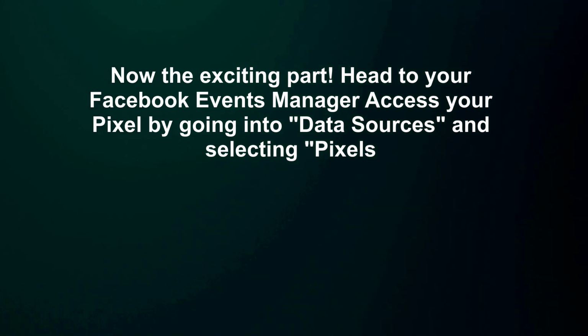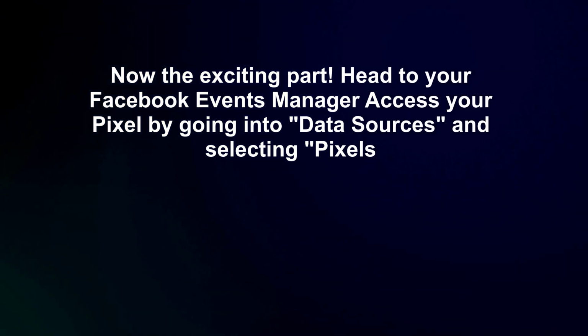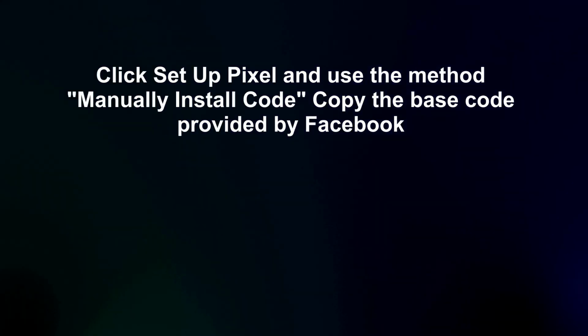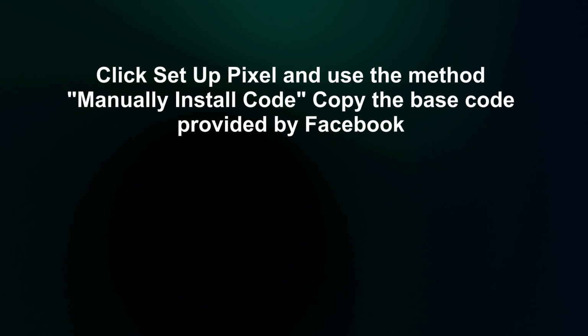Now the exciting part. Head to your Facebook Events Manager. Access your pixel by going into Data Sources and selecting Pixels. Click Setup Pixel and use the method manually install code. Copy the base code provided by Facebook.